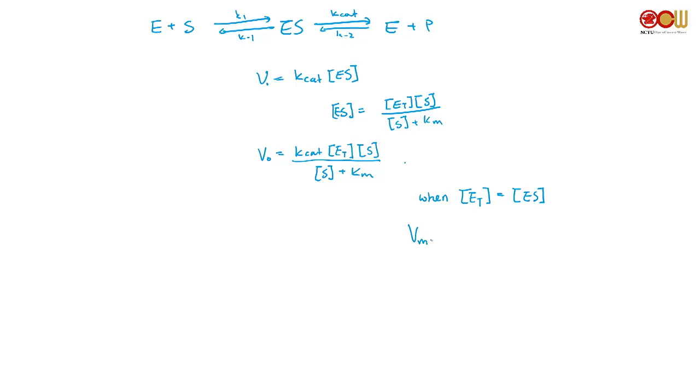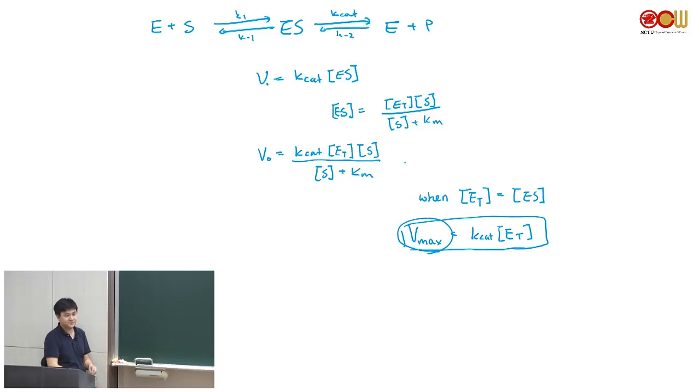The maximum rate is equal to Kcat times Kcat times E total. Okay? So we'll define this thing called Vmax, the maximum velocity. The maximum velocity is reached when all of the enzyme is saturated by the substrate. So all enzyme is in ES form.